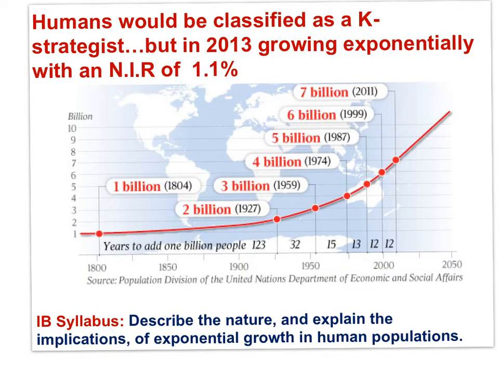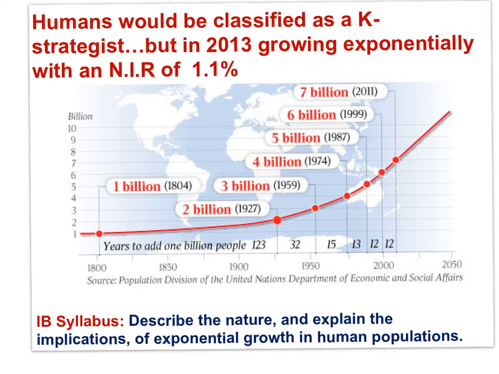While the human species would be classified as a K-strategist, the availability of fossil fuels has driven exponential growth in the human species that began with the onset of the Industrial Revolution. But even in 2013, we're still growing exponentially.